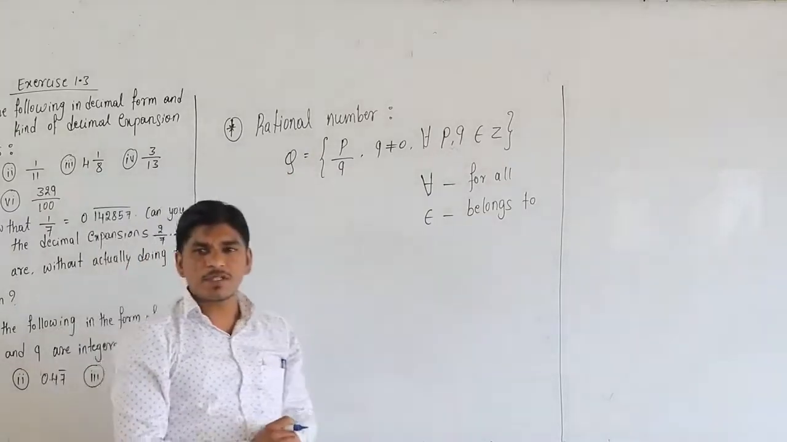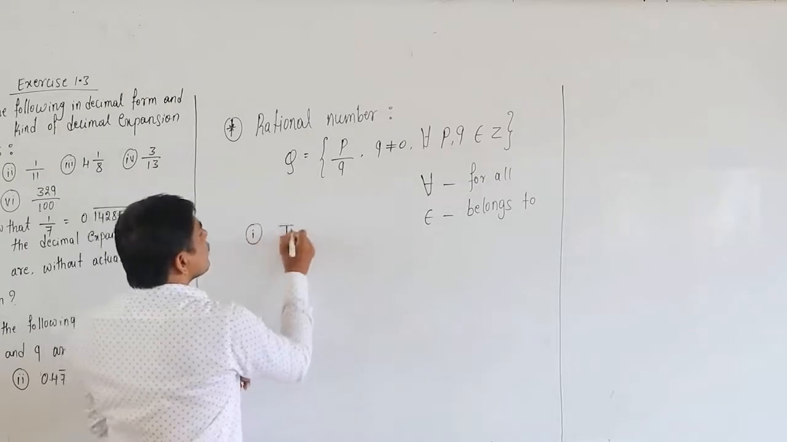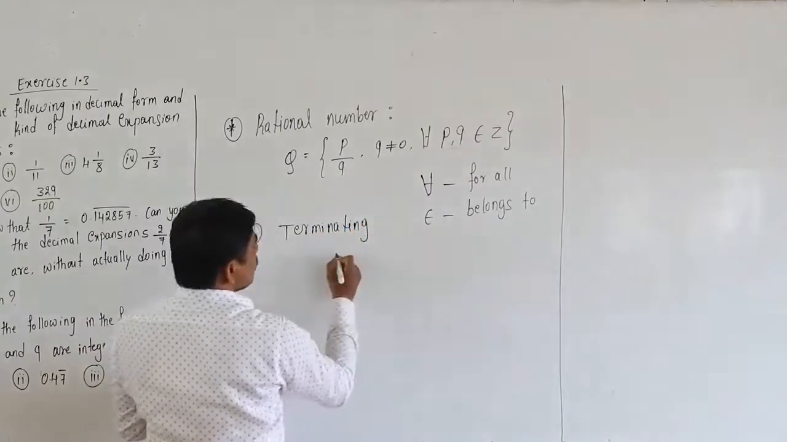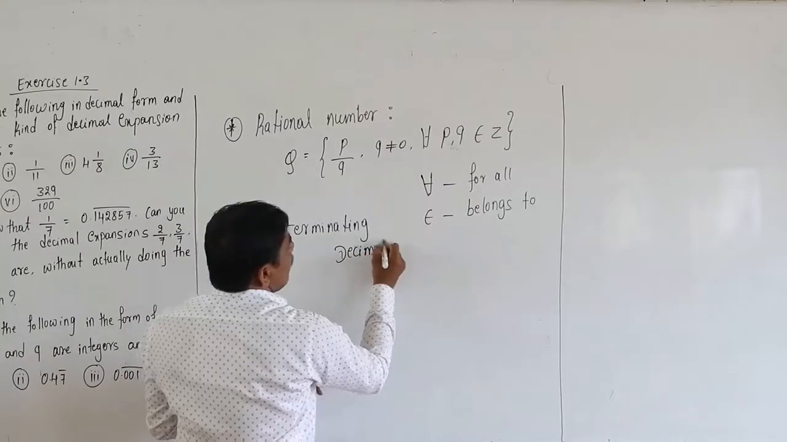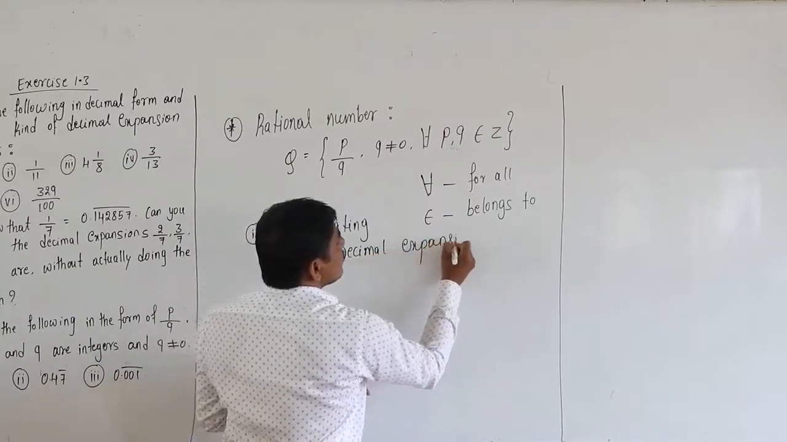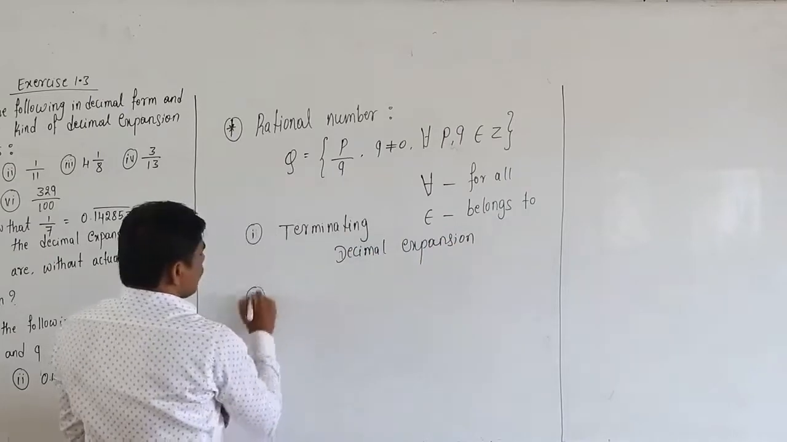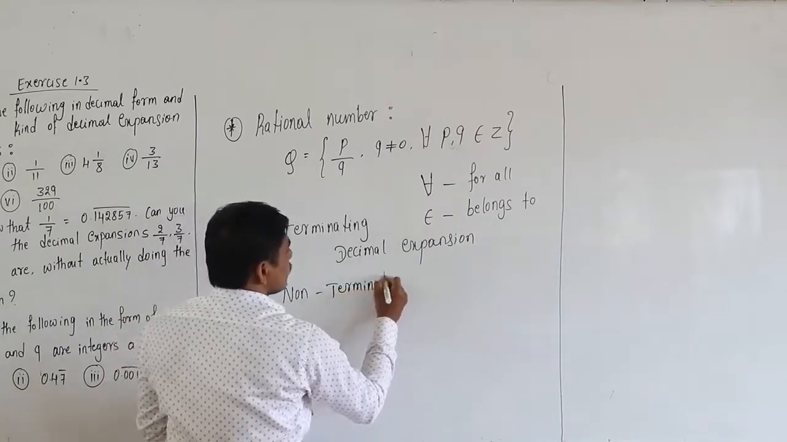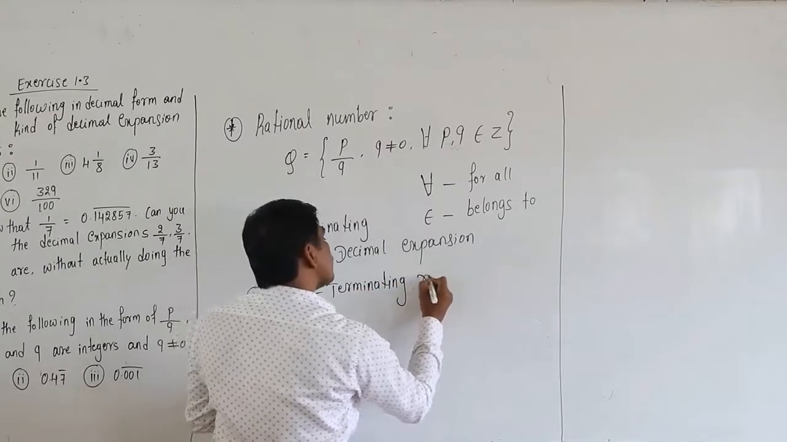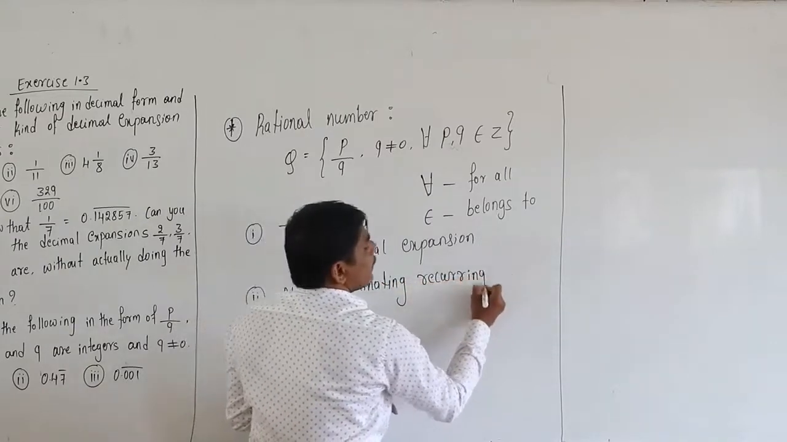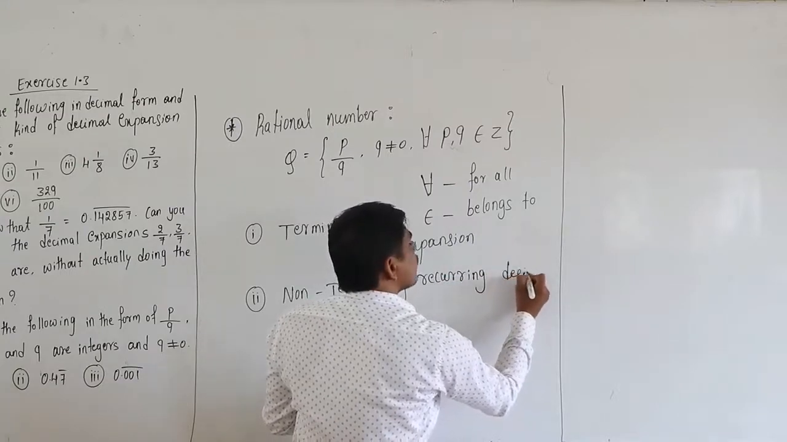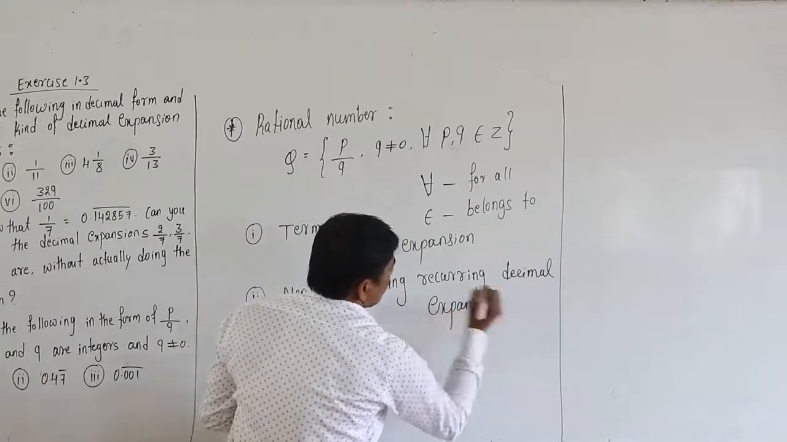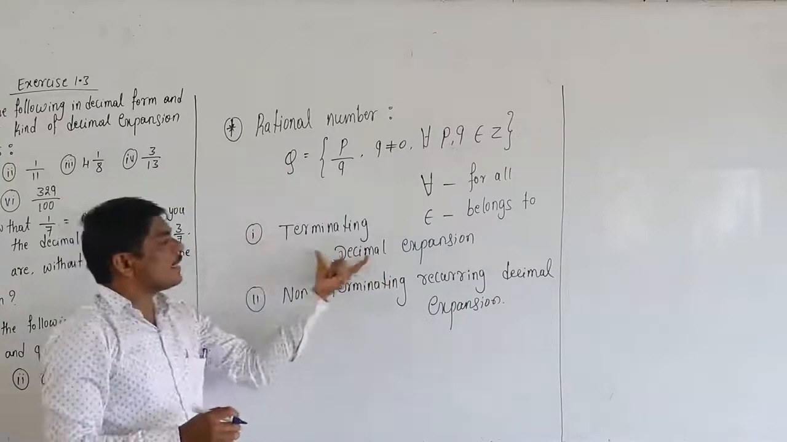Now, the rational numbers, based on their decimal expansions, are of two kinds. The first one is terminating decimal expansion, and the other one is non-terminating recurring decimal expansion. First you have to understand terminating decimal expansion.